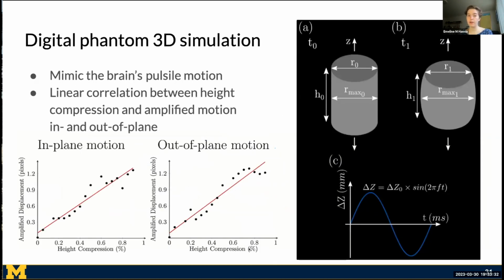Similarly to before, they did a digital phantom simulation, and this phantom was trying to mimic the brain motion, so it was compressed, which led to motion in and out of the plane. And they found that it was relatively linear amplification both in and out of the plane based on different amplification factors. So they propose that increasing the amplification factor within the considered range could linearly amplify the actual motion without introducing noise and artifacts.